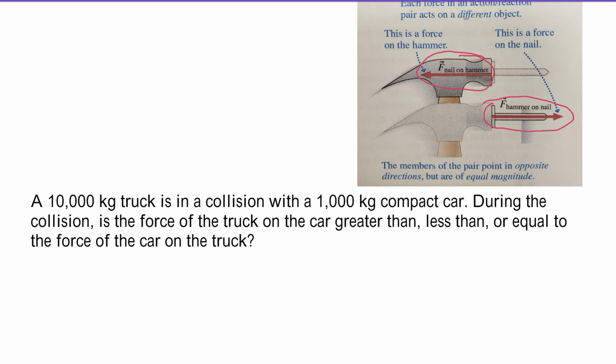Equal? Yeah. Why? Because the two members of an action-reaction pair pointing in opposite directions are equal in magnitude. Yeah, they're equal in magnitude. So the force of the truck on the car and the force of the car on the truck, we're talking about an action-reaction pair. So the action-reaction pair will be equal in magnitude. Okay? So that is the key in Newton's third law. You've got to identify the fact that we have an action-reaction pair and they will be equal in magnitude.